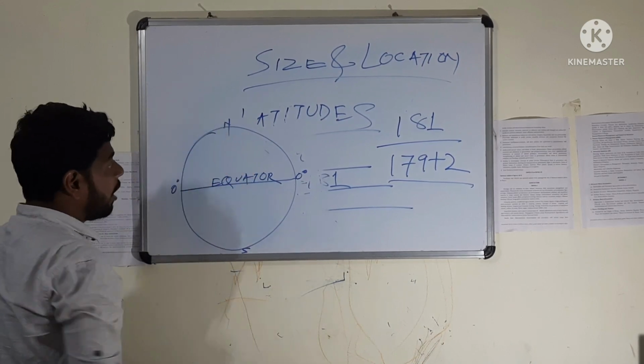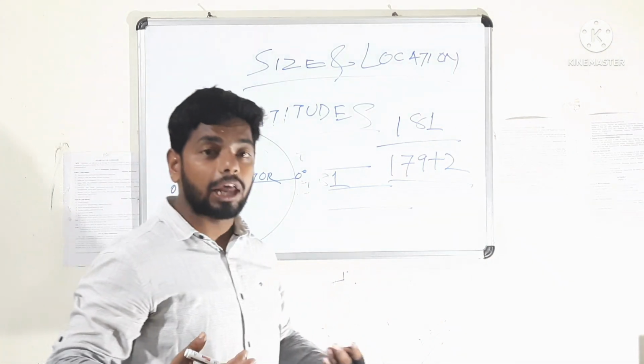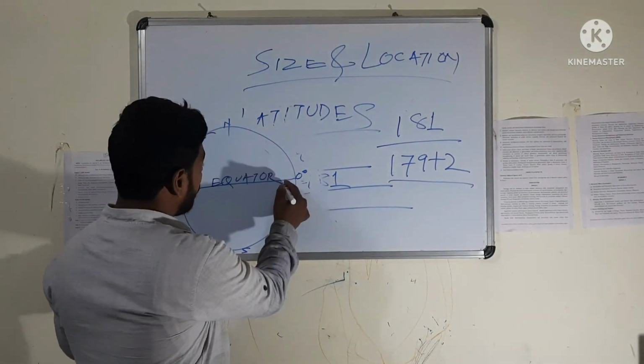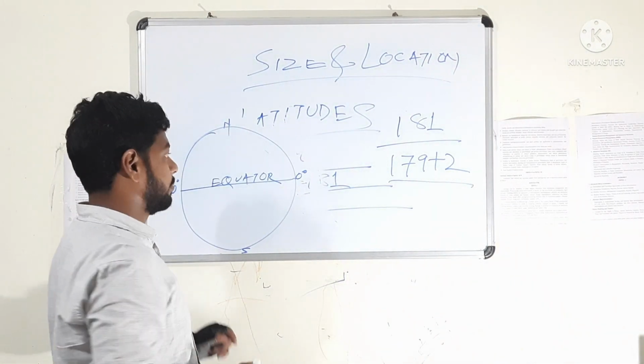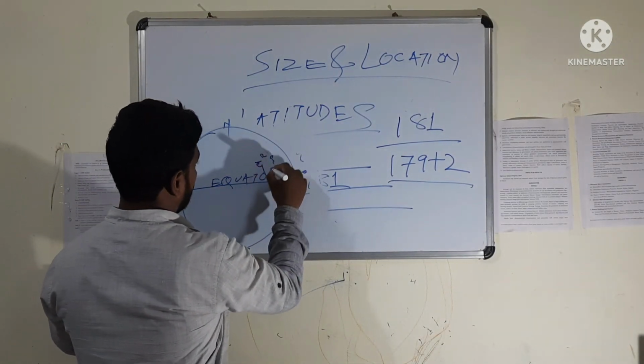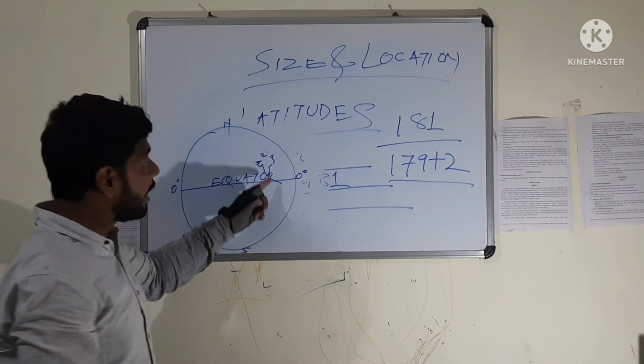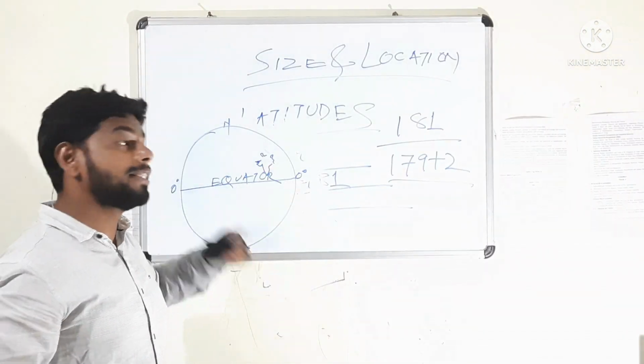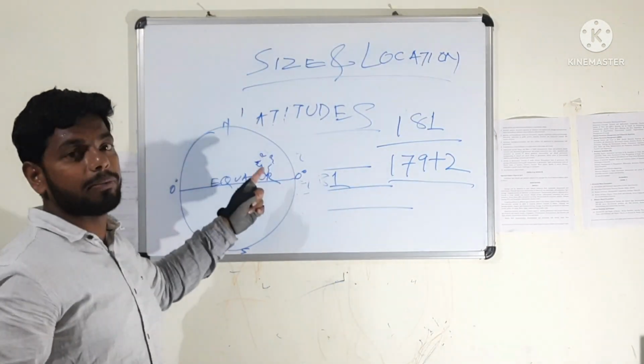So the northern part of the equator is called the northern hemisphere. The southern part of the equator is called the southern hemisphere. And India is located here, right? So India is completely located in the northern hemisphere.